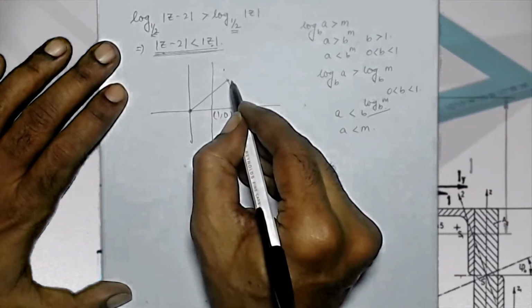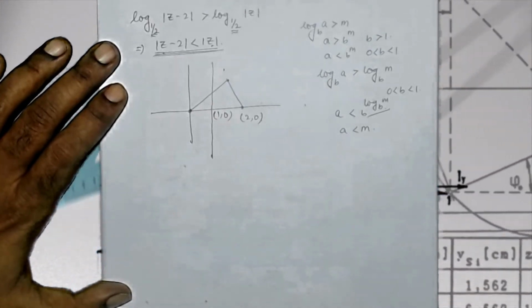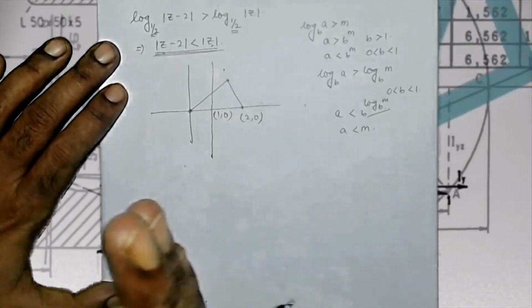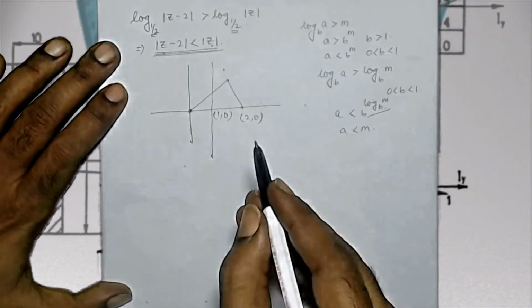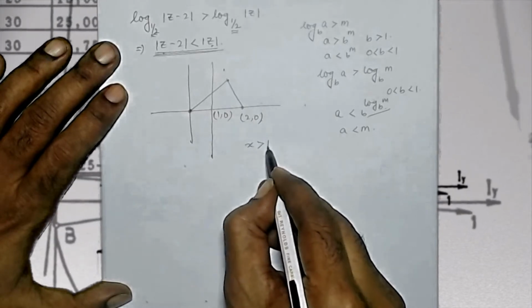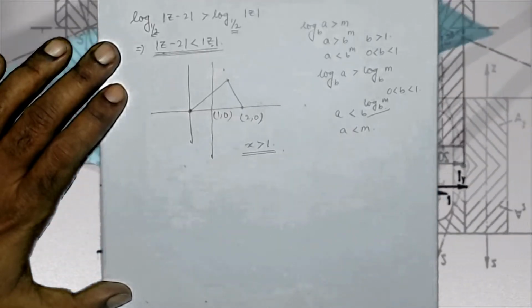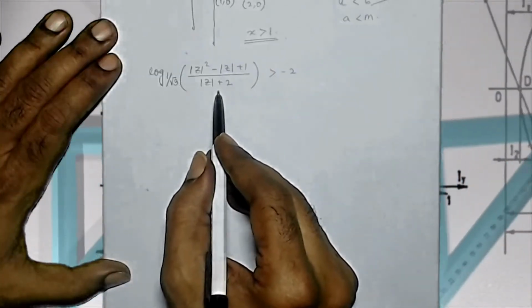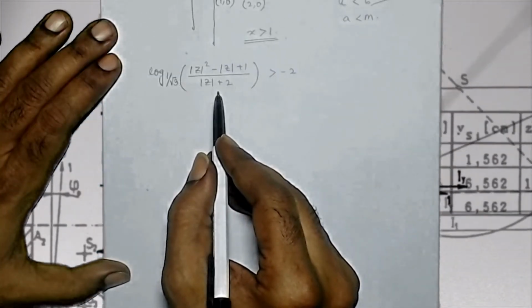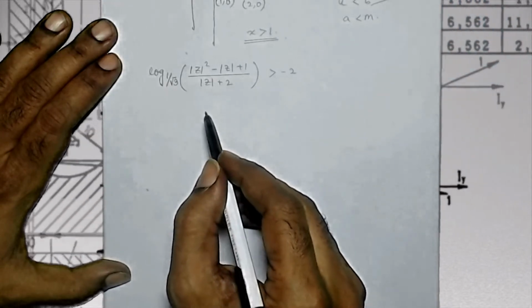Therefore, your Z, that is the complex number Z on the complex plane, will be on the right hand side of x equals 1. Therefore, its locus will be x is greater than 1. Is it clear or not? Absolutely. Okay. In this problem, they have said to locate the complex number Z on an Argand plane.